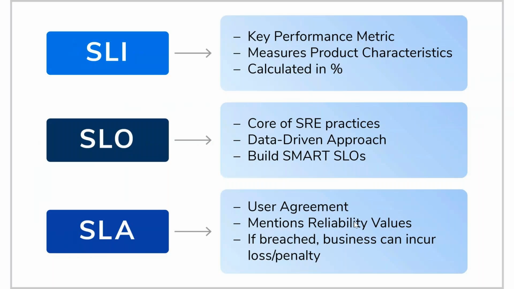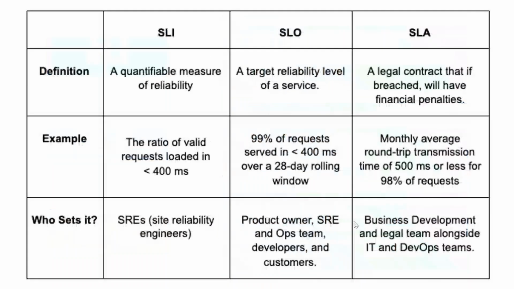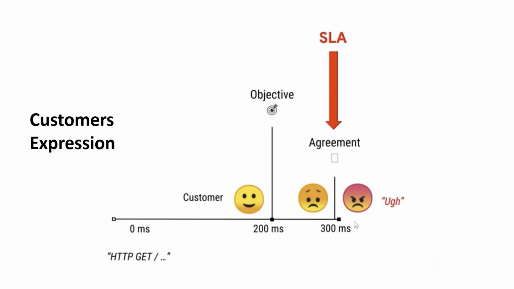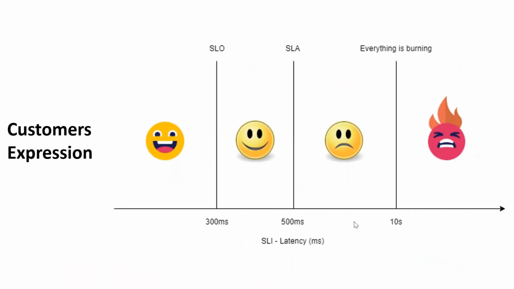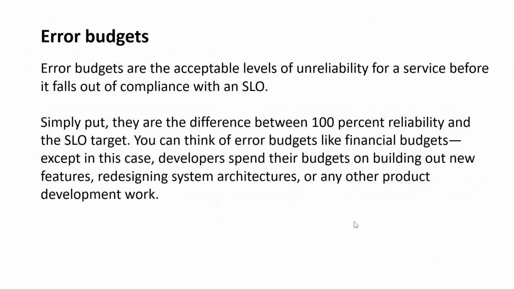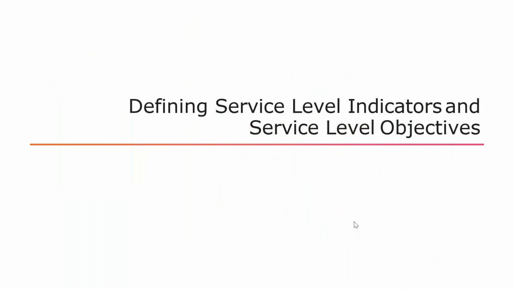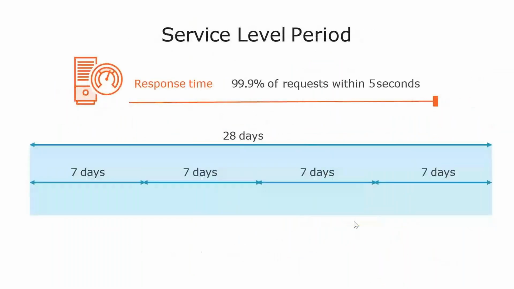So SLI is a key performance metric that measures product characteristics, always calculated in percentage. SLO is a core of SRE practices, a data-driven approach, building smart SLOs. SLA is the agreement between you and a client, and if you break it, you'll incur a loss. These are some extra things I think are not required, like the emotions when SLO and SLA get broken. I'm ignoring the theoretical part because you understand what the second job is.